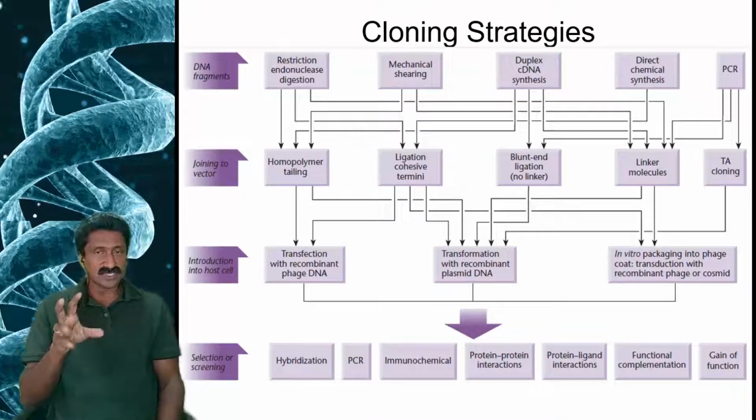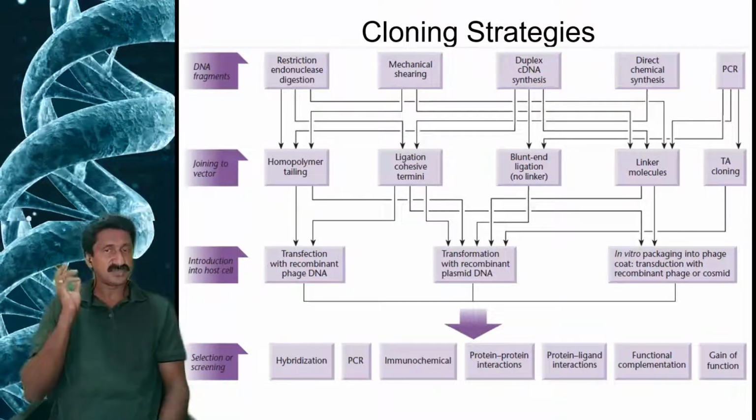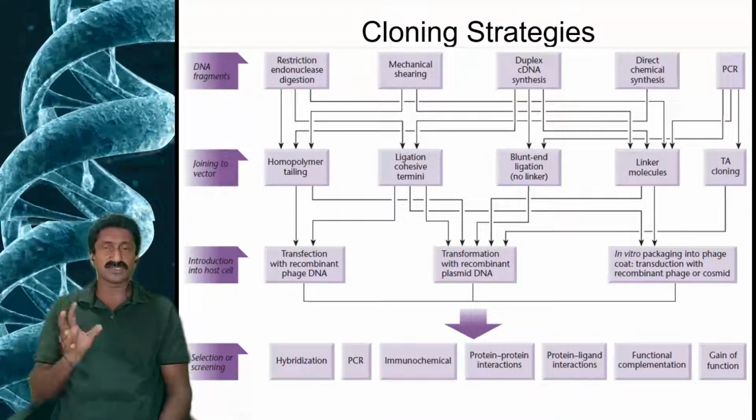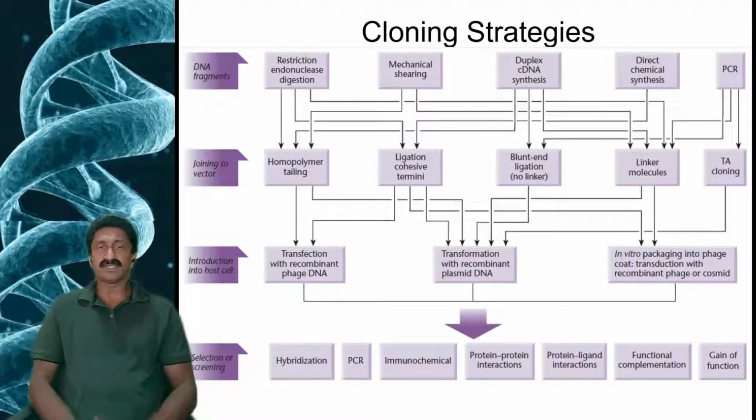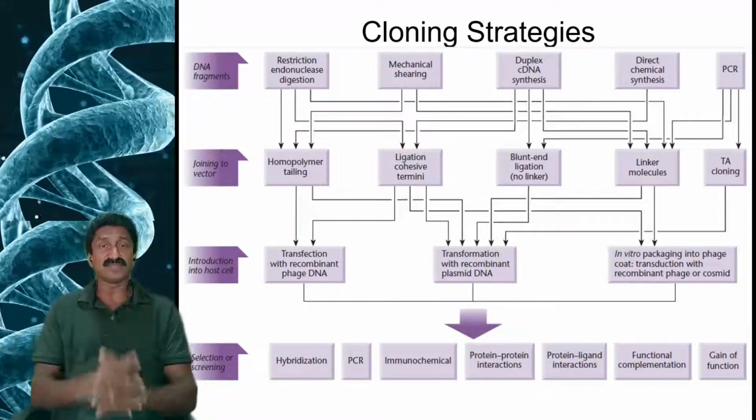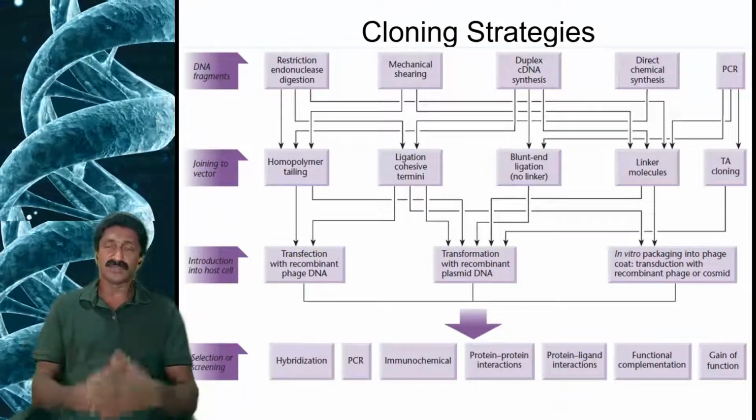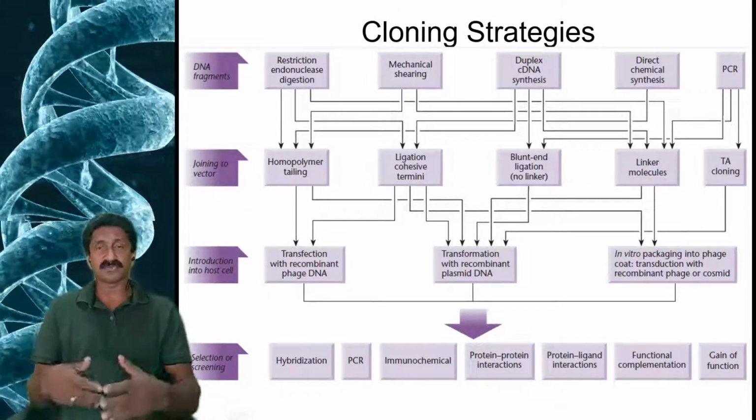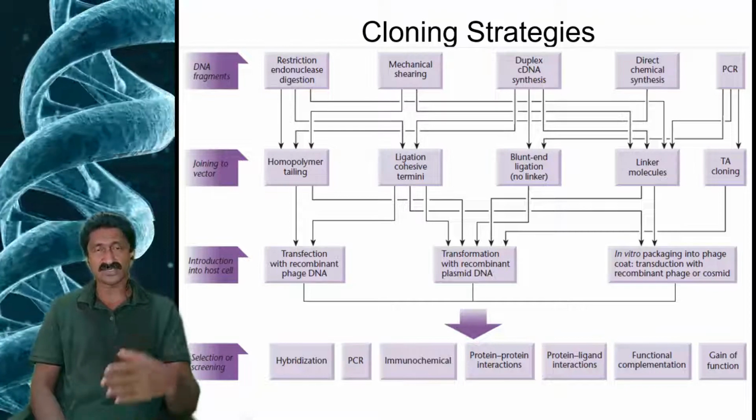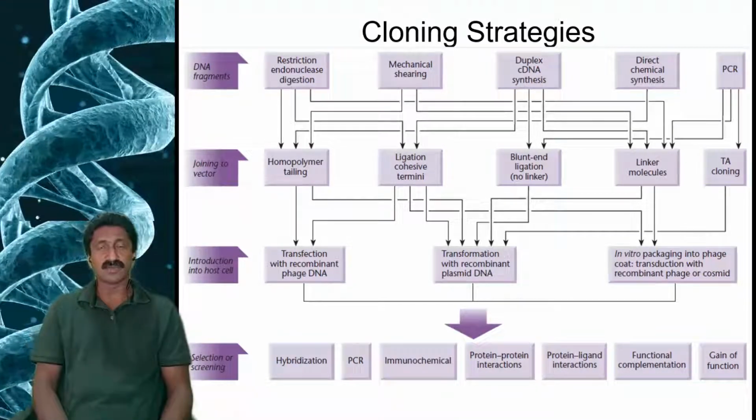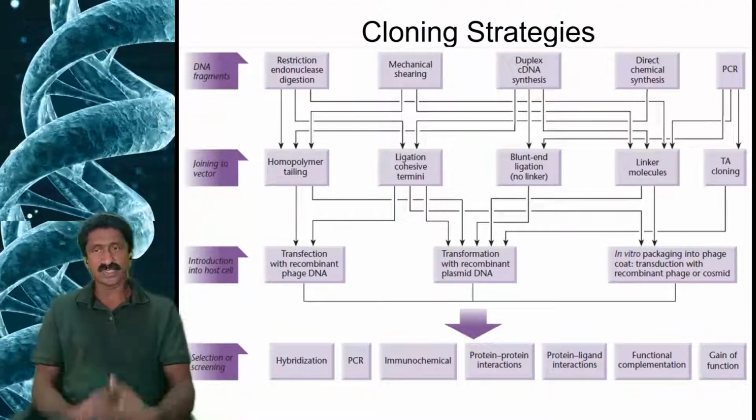So you can see that homopolymer tailing, then ligation with the cohesive termini, ligation with the blunt ends, and even addition of the linker molecules. If you are looking for joining fragments created with two different restriction enzymes, you may require a linker molecule or an adapter molecule. So that is another possibility.